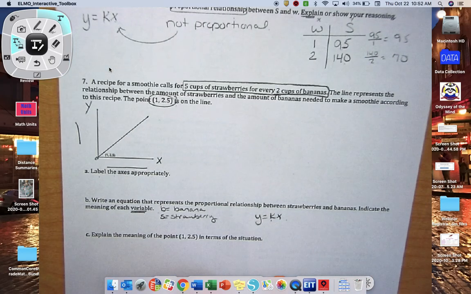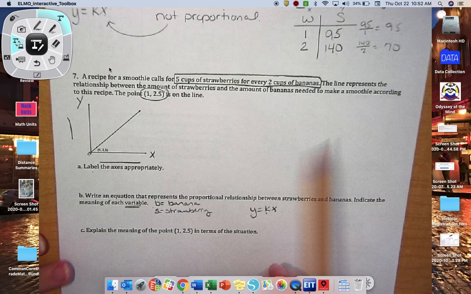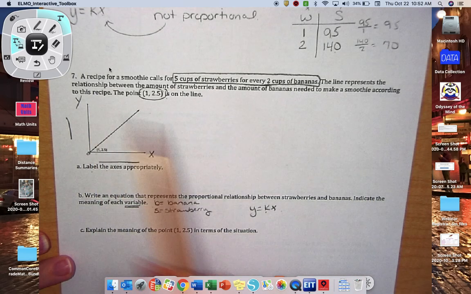All right, our last one. Number 7 says a recipe for a smoothie calls for 5 cups of strawberries for every 2 cups of bananas. The line represents the relationship between the amount of strawberries and the amount of bananas needed to make a smoothie according to this recipe. The point 1, 2.5 is on the line. So we know that this is proportional because it's a straight line, it goes through the origin, and plus, does it tell us up here?